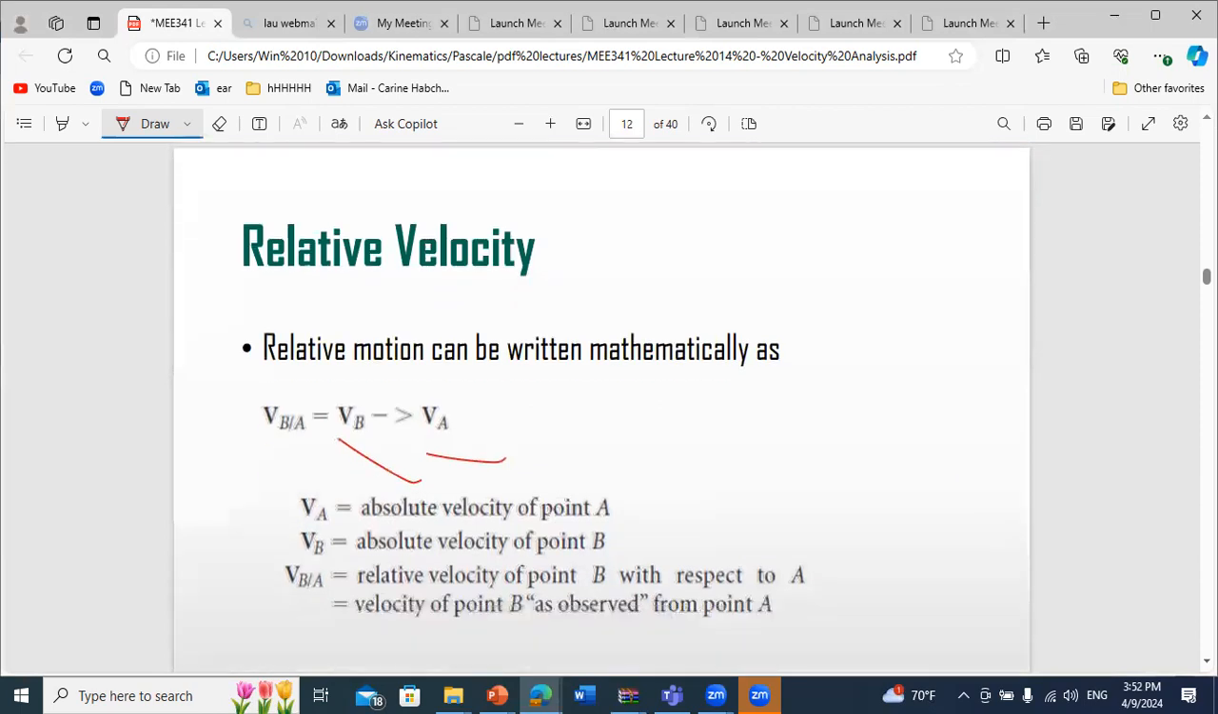Now, if we want to calculate the relative velocity of a point B with respect to A, we know already from dynamics that we can say VB relative to A is vector VB minus vector VA. And whenever you use this notation, this means that you are doing vector VB minus vector VA. So this symbol means that we are using vectors and we are doing subtraction.